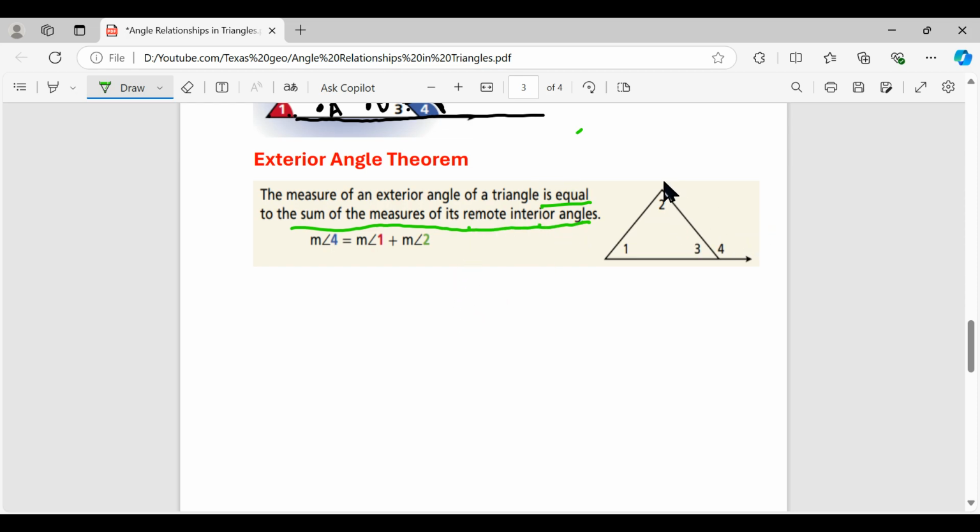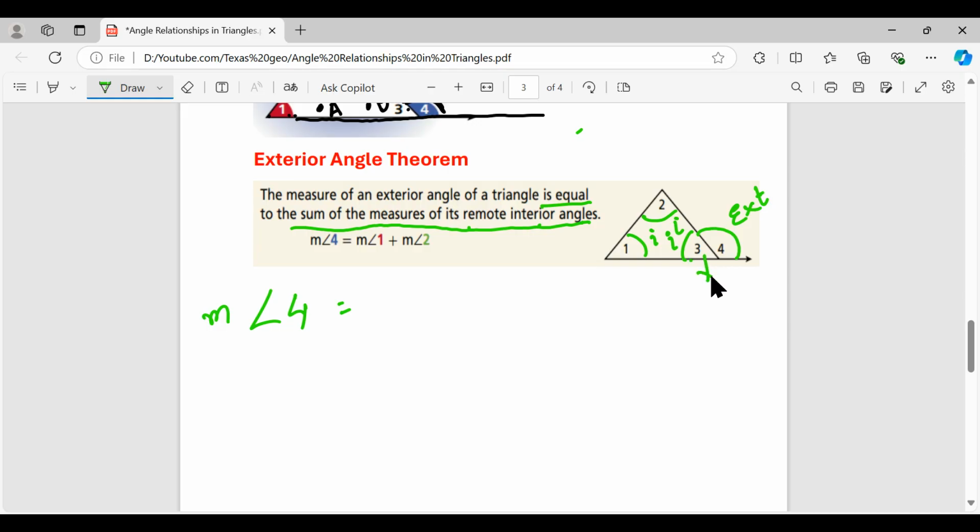So if you look at this triangle, we have this one as the exterior angle. This is your exterior angle, and these are the interior angles. So what does this theorem say? That the measure of each exterior angle, let's say angle 4, is equal to the sum of the measures of its remote interior angles. Remote means not adjacent.